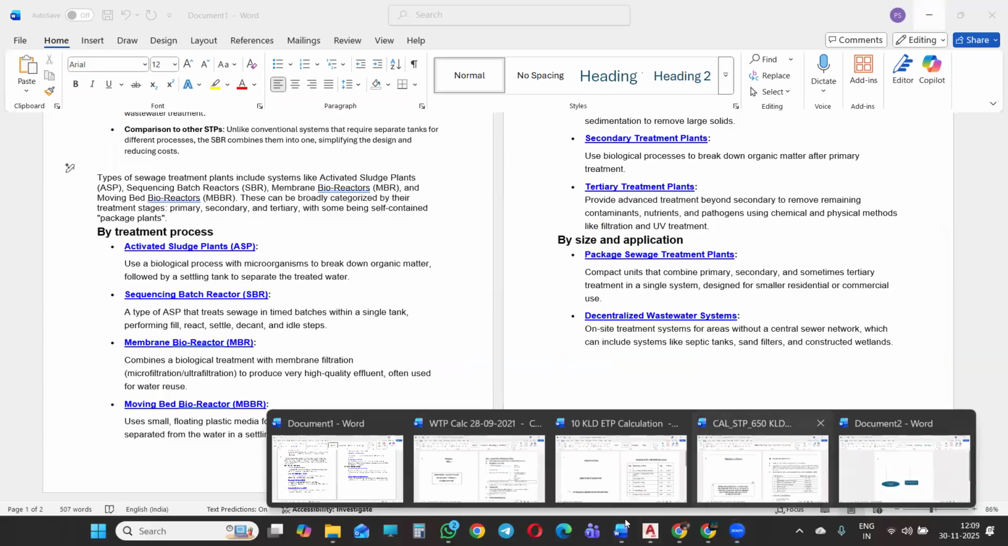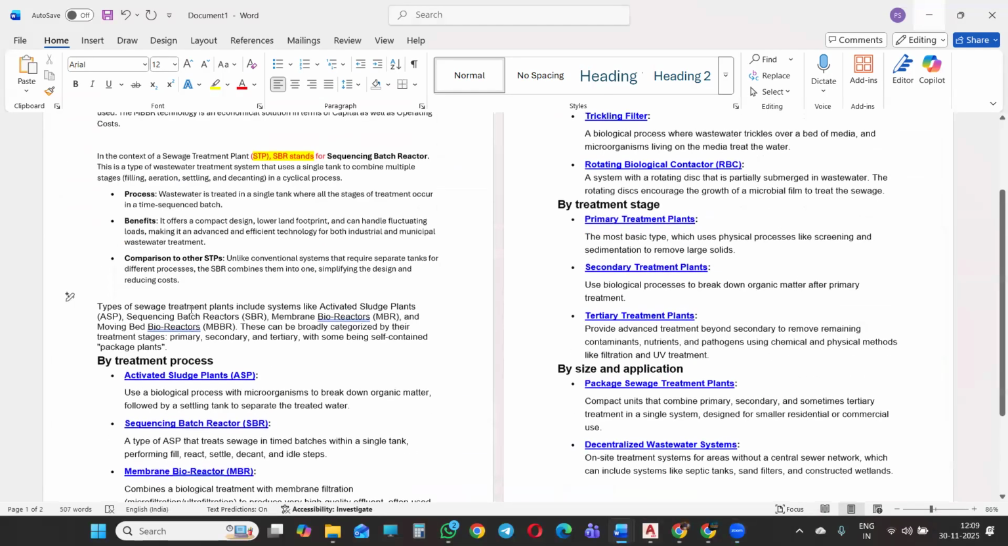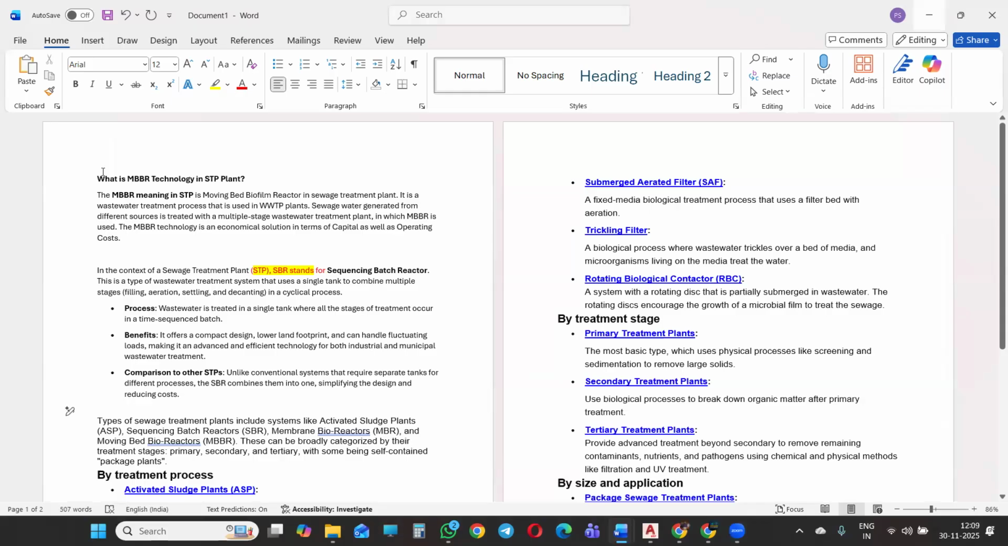Now, what is the full form of STP, and what technologies are there? SBR technology, MBBR technology. These are the various types of technologies used for STP purposes. All these PDF notes, Word files, and Excel, I have already given in the group. For example, SBR means sequencing batch reactor, right?